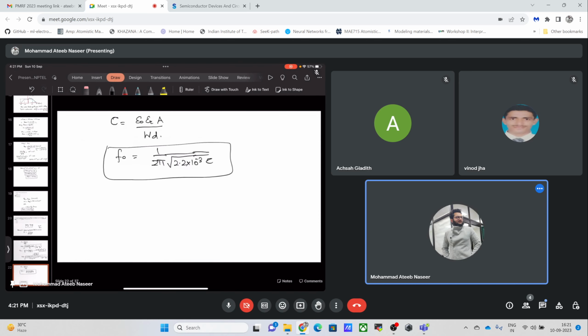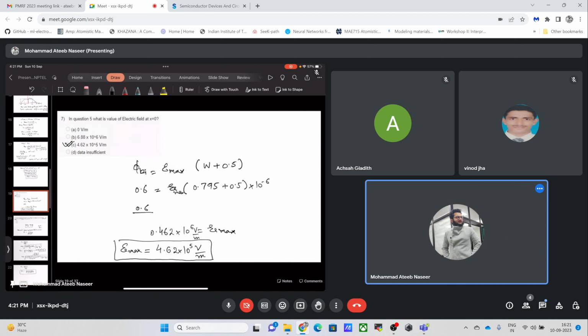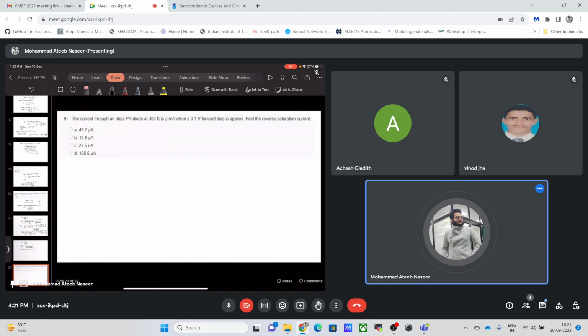Okay, now let us solve another problem. Okay, I have solved this. Now there is another problem. It says that we have to consider an ideal PN junction diode at 300 Kelvin, and the current through this diode is 2 milliamperes when the forward bias is 0.1 volt. We need to find its reverse saturation current.